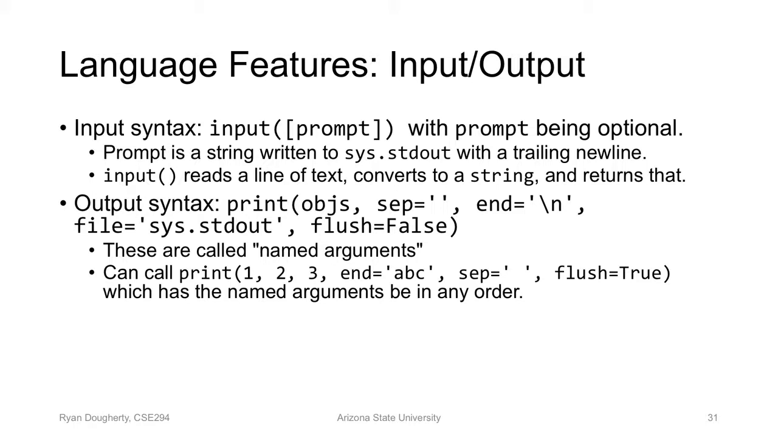So what will be printed? A 1 followed by a space, which is the separator. 2, separator, which is the space. 3, and then at the very end, ABC. And then when we call flush, once we print something else, it'll flush what we've printed so far. Okay? And as I said, the named arguments can be in any order.